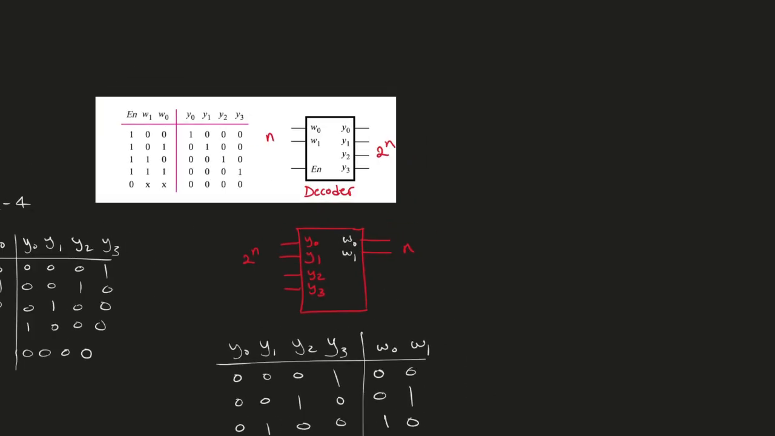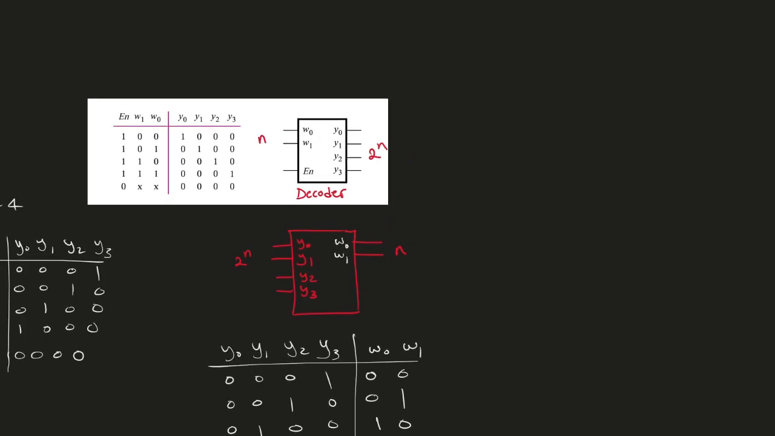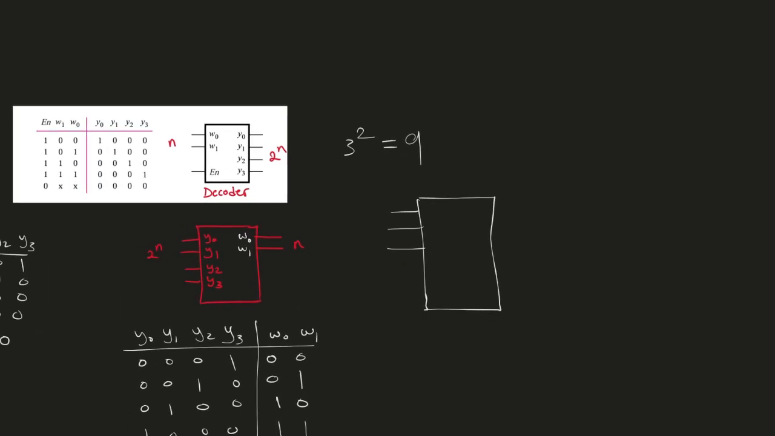Now, if I have a 3 input decoder, how many outputs would my decoder give? Well, we just take 2 to the power of 3 and we see it's supposed to be 8. Okay, so this is how it would look like, and then include the enable.